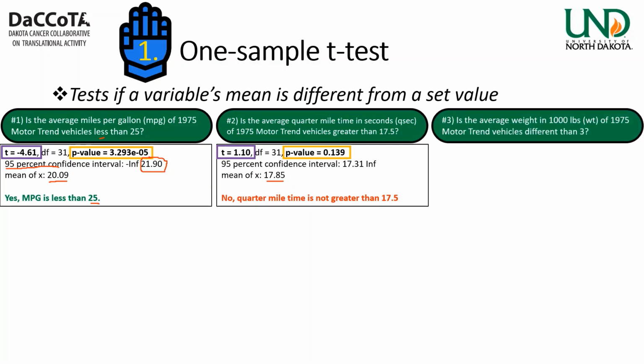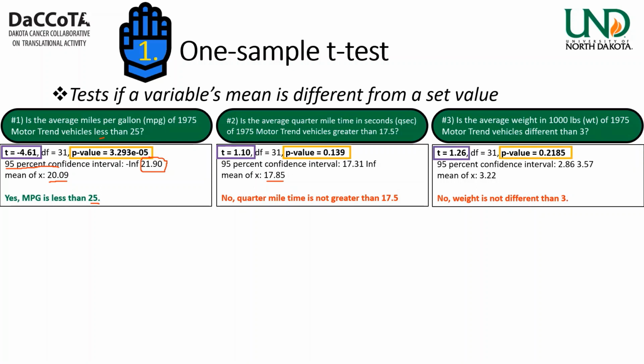We could ask a third question about these vehicles. Is the average weight different than 3? So now this is what we call a two-sided test. We're not caring about greater or less than, just is it different? So it could be more than 3, it could be less than 3. And indeed what we find here is, no, it's actually not different from 3. Mean of 3.22 is not.